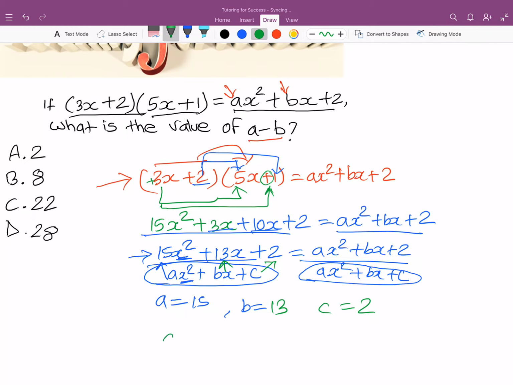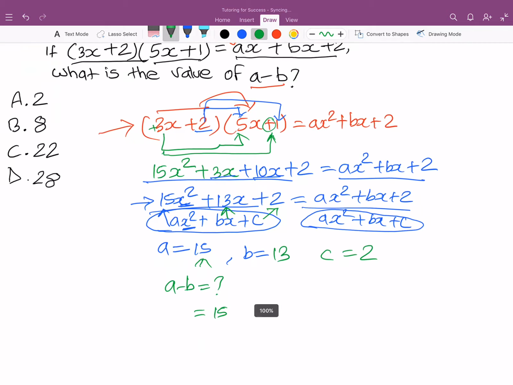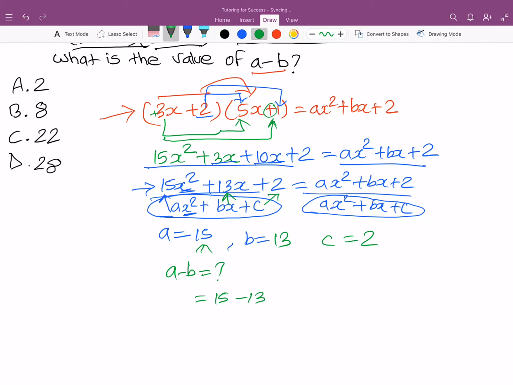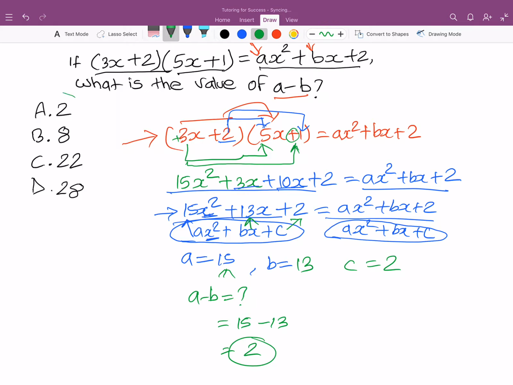So my problem stated what a minus b was. In this case, a is 15 and b is 13. So 15 minus 13 is 2, and then we have our answer. So our answer is 2.